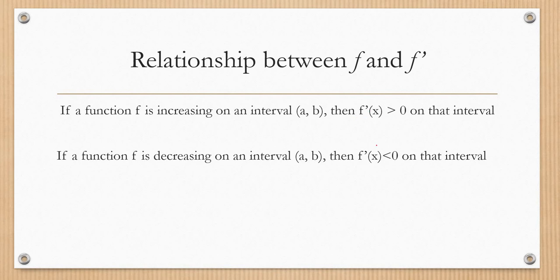on that interval. If function f is decreasing on an interval from a to b, then f prime of x is less than 0 on that interval. And remember, that prime symbol is a straight line.